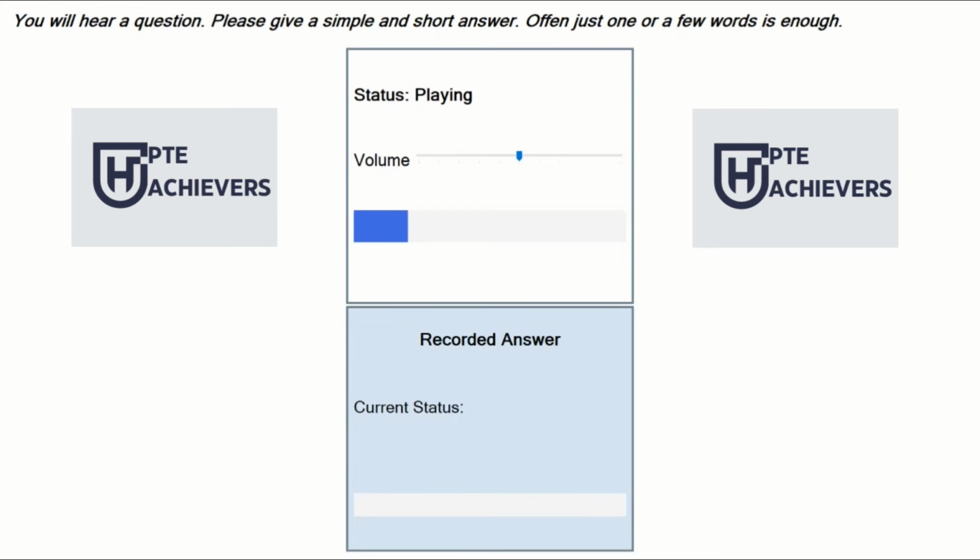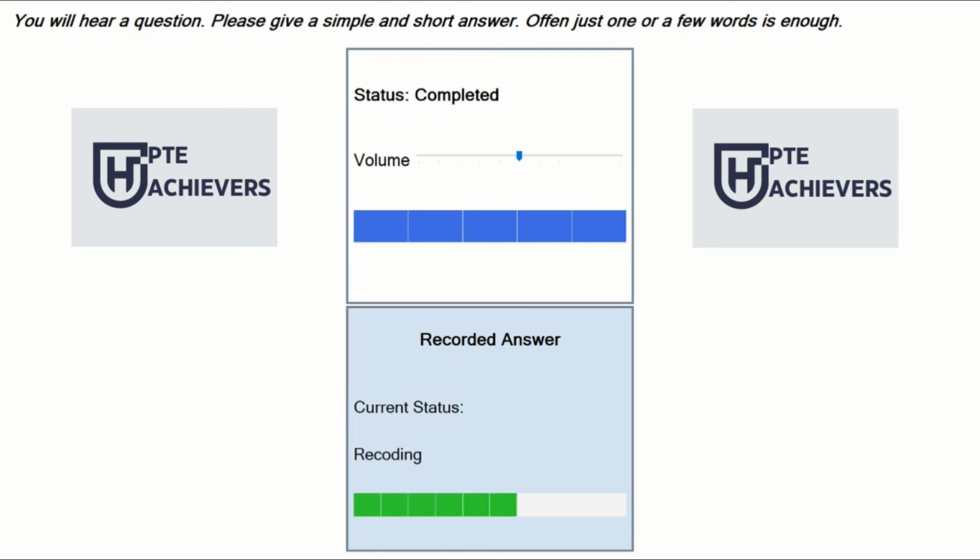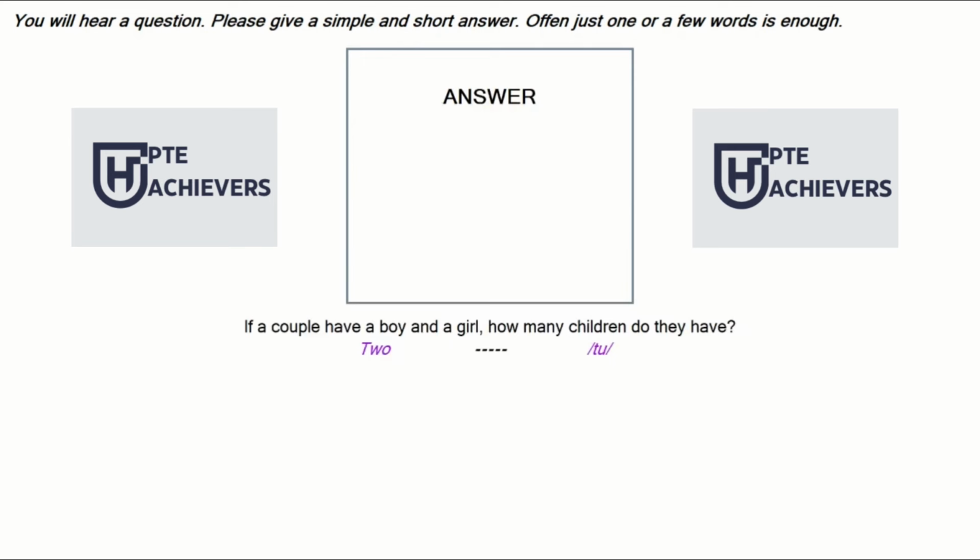If a couple have a boy and a girl, how many children do they have? 2.